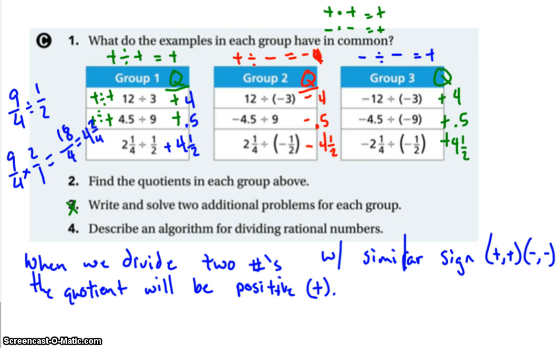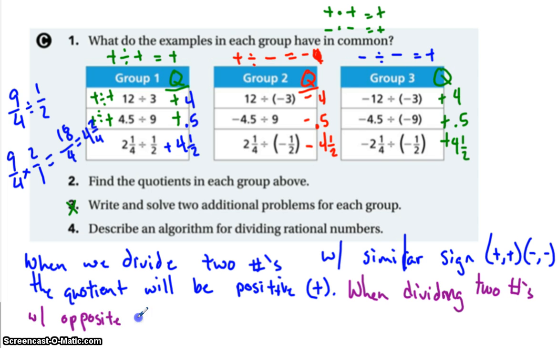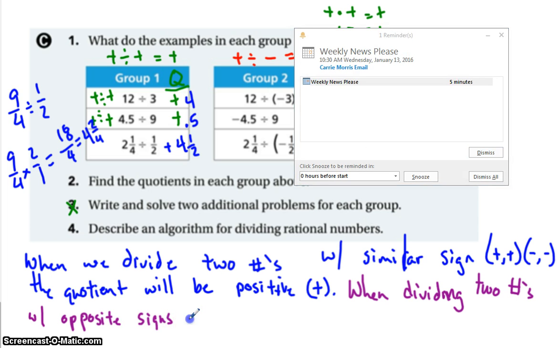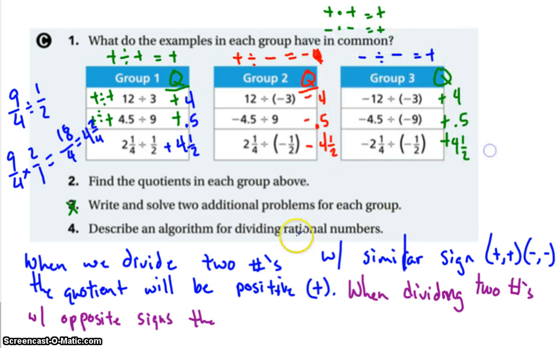Okay, when dividing two numbers with opposite signs, the quotient will be negative.